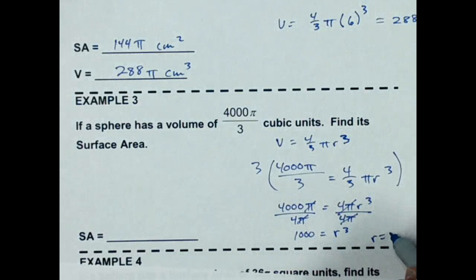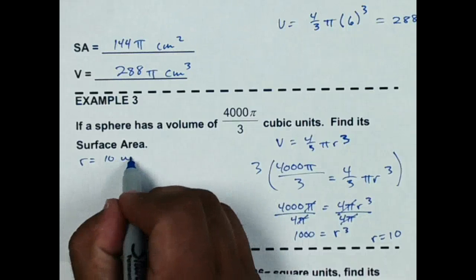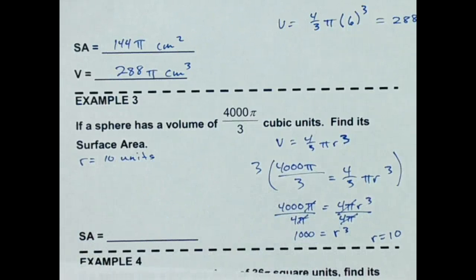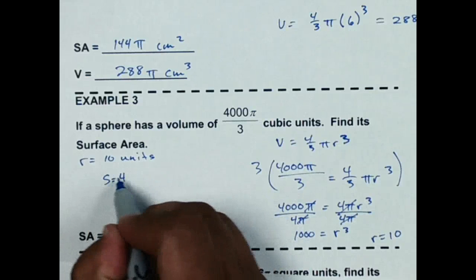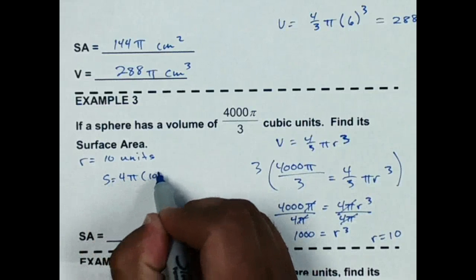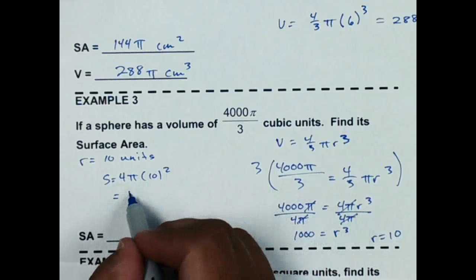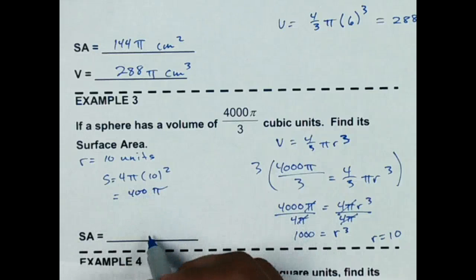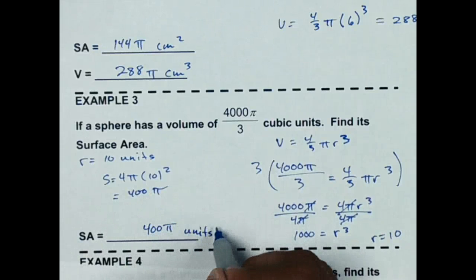So r is equal to 10. And I took the cubed root because my exponent was to the third power. So now I know my radius is 10 units, whatever that is. And now we can plug that into the surface area formula. So I got 4 pi times 10 squared, which is going to be 400 pi units squared.